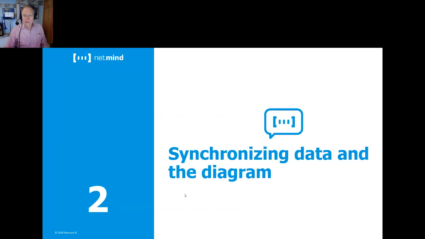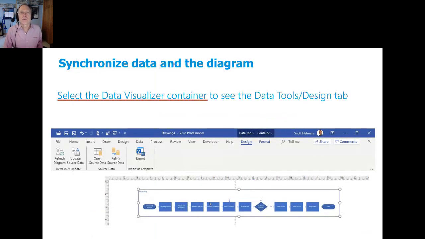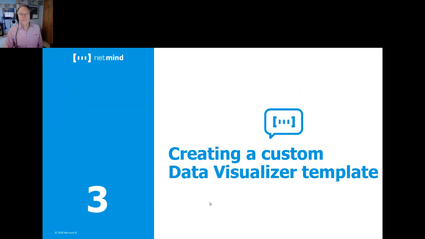Let's take another look. Just to summarize what we looked at, I want to leave you with the slides so you know where to go to get more information here. As I mentioned, you must select the container that surrounds the diagram, either the flowchart or the swim lane diagram, in order to find the Data Tools Design tab. And it's on that Design tab where you'll find the refresh diagram if you've changed Excel, or update source data if you've made changes in Visio.